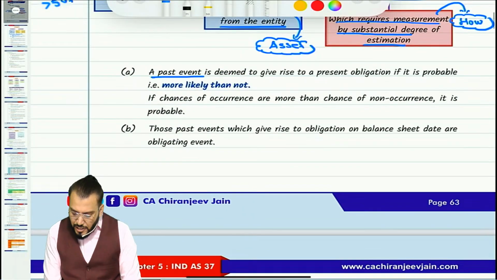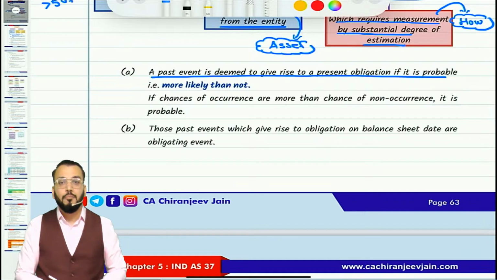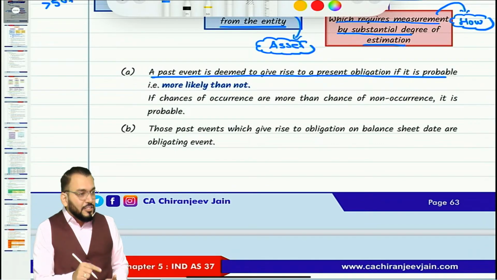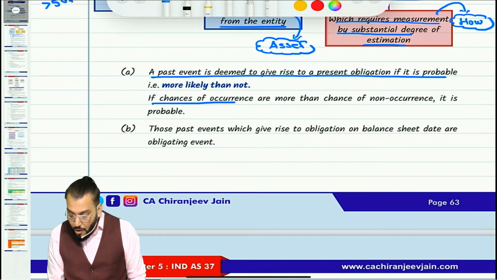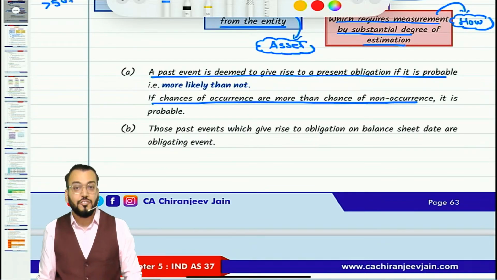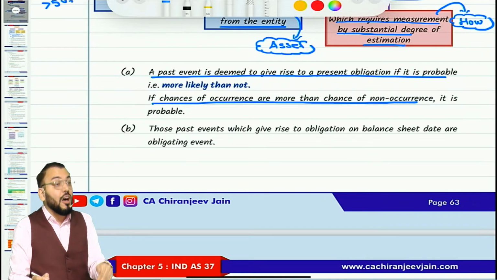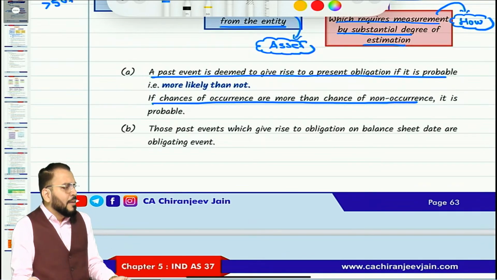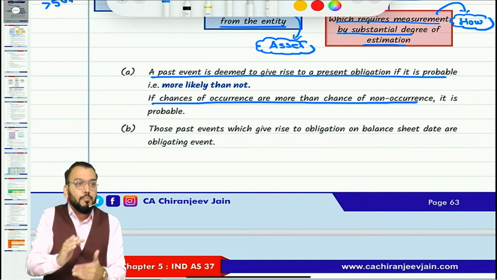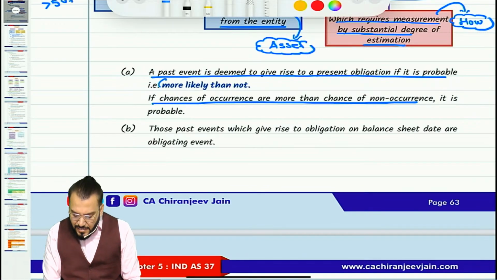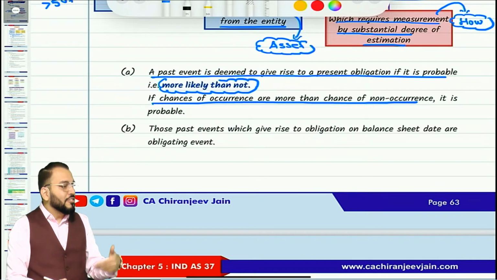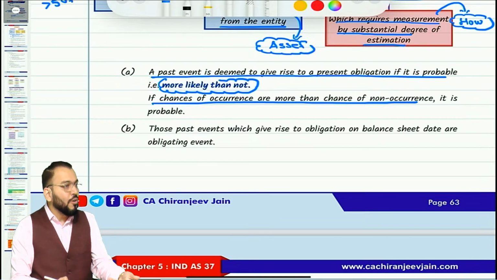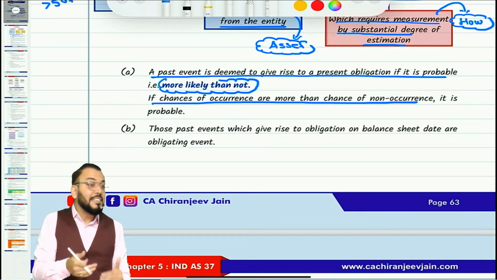A past event is deemed to give rise to a present obligation if it is what? Probable. A past event is deemed to give rise to a present obligation if it is probable. Probable means chances of occurrence are more than chances of non-occurrence. Then it is probable. Probable means more likely than not. Under AS as well as under Ind AS 37 they have used this term, which is more likely than not. Means chances of happening are more than not happening. Correct? More likely than not.